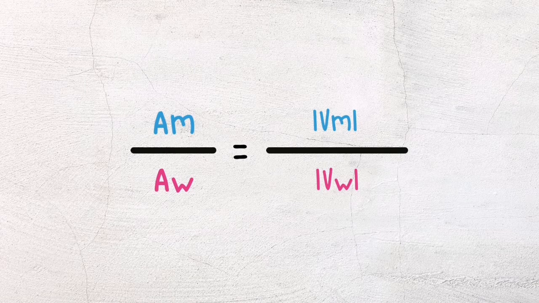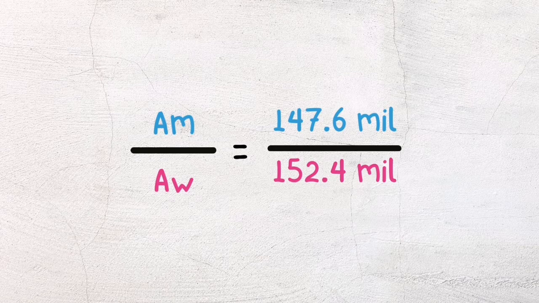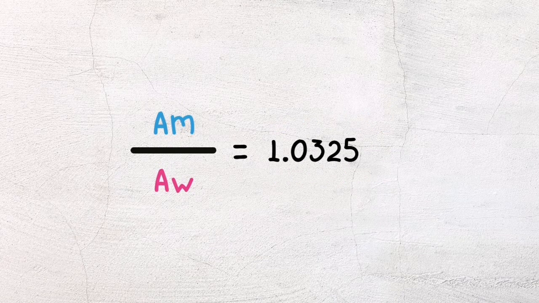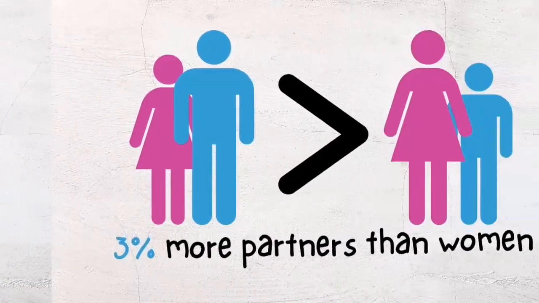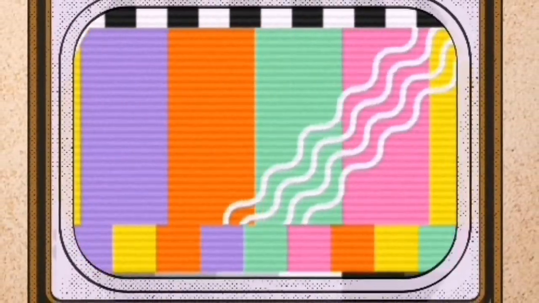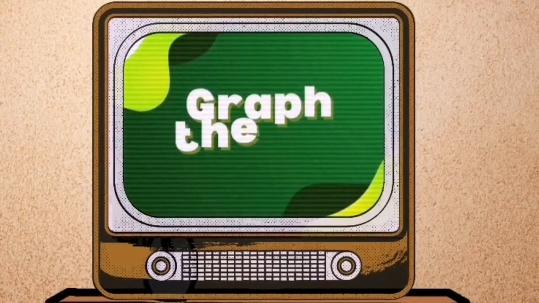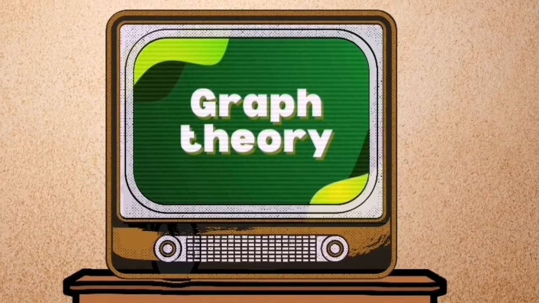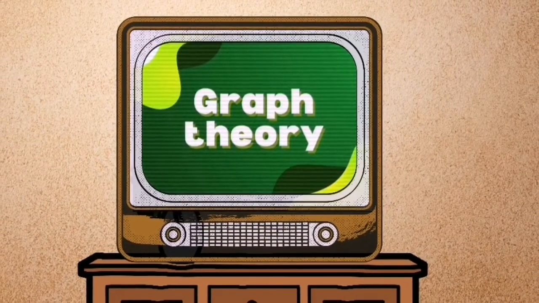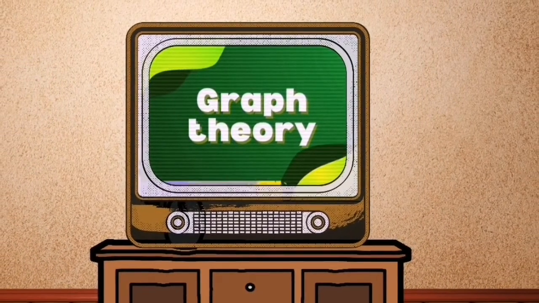The number of men nodes is 147.6 million. Women have about 152.4 million. Divide those, and the result is about 1.0325. Now we just proved that a man has 3% more partners than women. No need to do the interviews or spend years doing. We just spent 5 minutes solving what took a decade-long research with graph theory. This is the answer. University of Chicago is off, ABC News is way off.